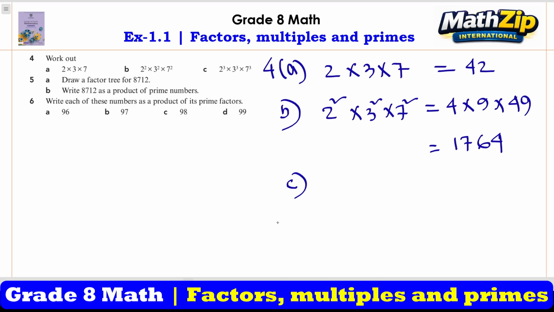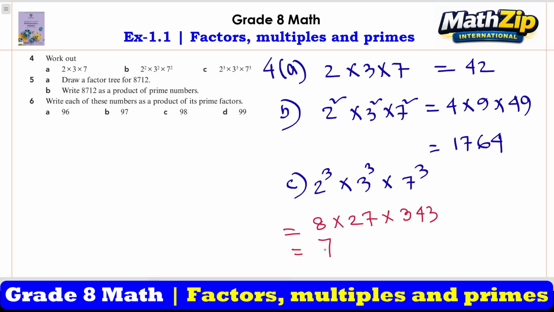Number C of 4, 2 cubed times 3 cubed times 7 cubed. So 2 cubed we can write as 8, 3 cubed is 27, and 7 cubed is 343. So our answer is a big answer, right? We can use a calculator. First 343 times 27 times 8. The result will be 74088. So number 4 is done.